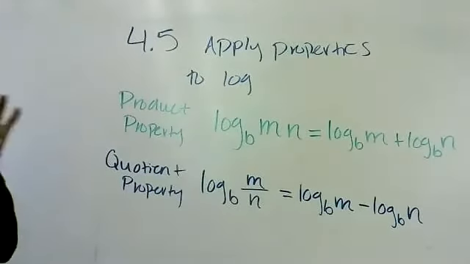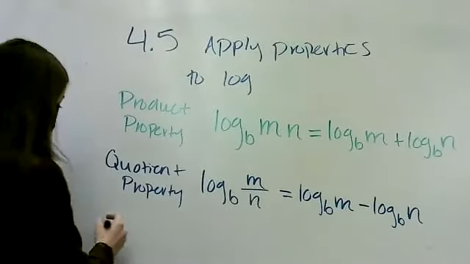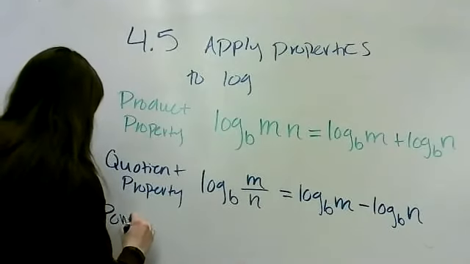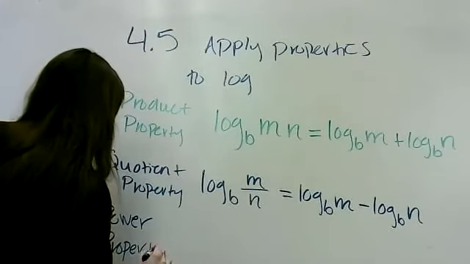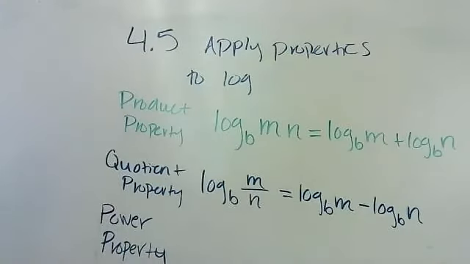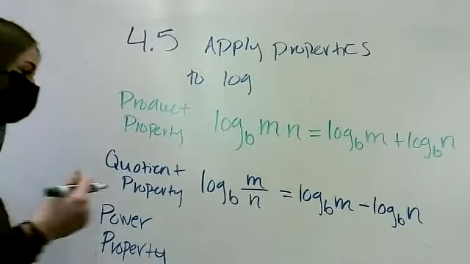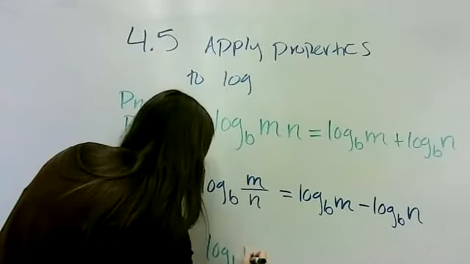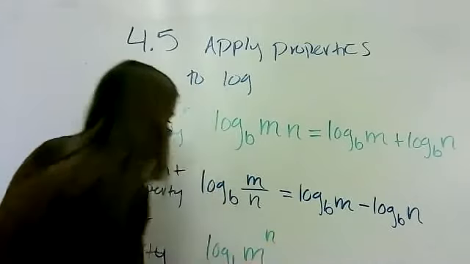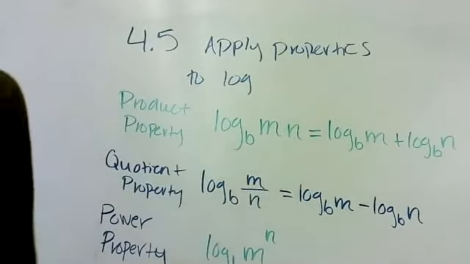So the final and last one is going to be the power property. With the power property, we're just simply dealing with exponents. So at a certain point, if we're not able to cancel out an exponent or cancel out a log, we don't like to deal with the exponent up in that log. So if we had log base b of m to the n, with an exponent of n, that n is up in the exponent.